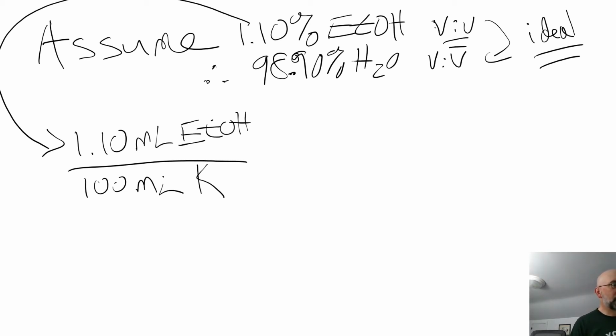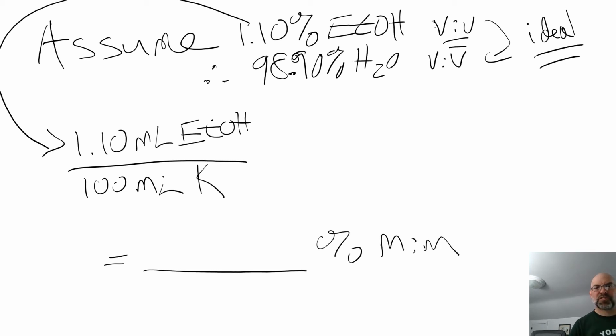Now what we can do then is we can convert this to a percentage, but a mass to mass percent. Now that's pretty easy, isn't it? I mean, you just convert milliliters of kombucha into grams of kombucha, convert milliliters of ethanol into grams of ethanol using density. So I don't think you need me to show you how to do that, but I'll just set this one up. So it's just ethanol we know is, let's see.